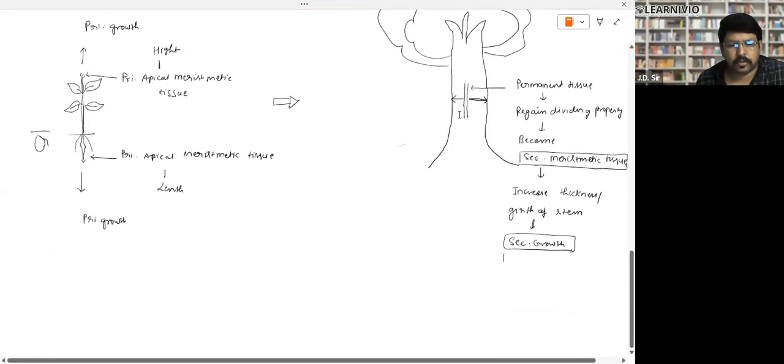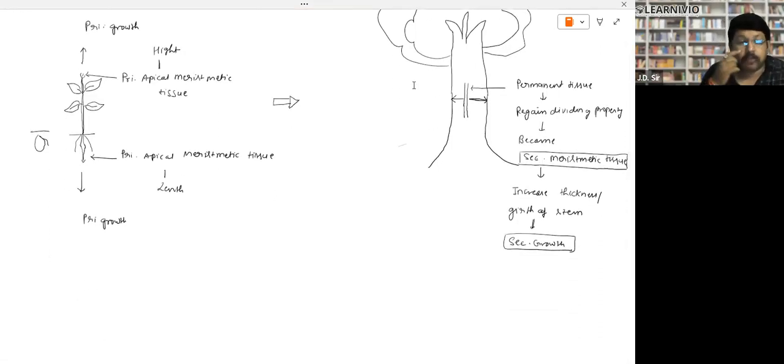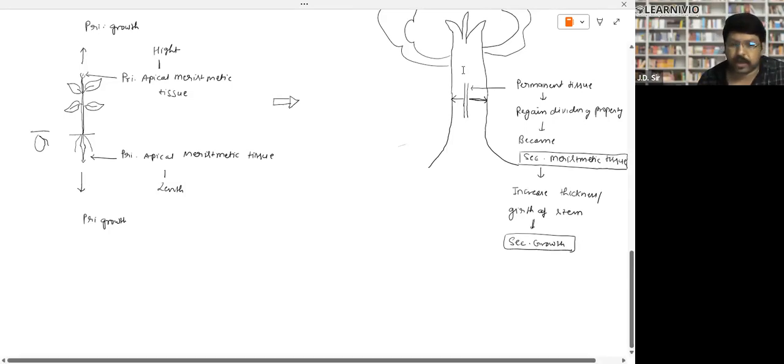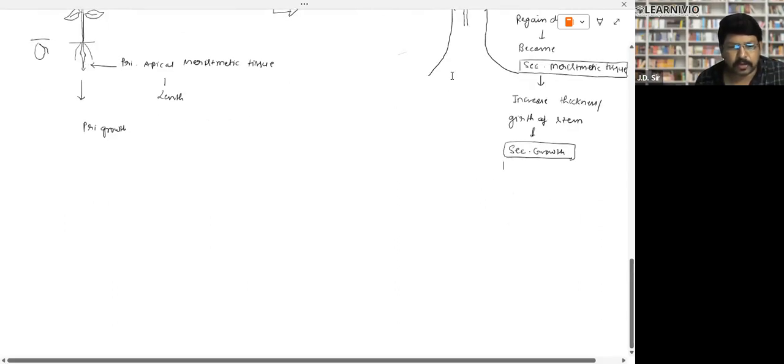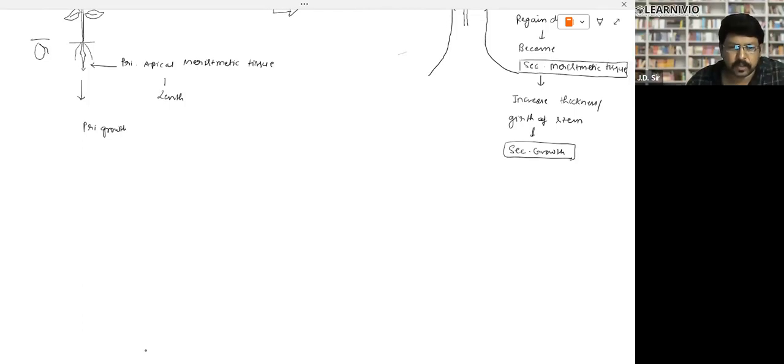So, okay. Now, how secondary growth takes place. The next one. Again, I want your 100% focus over here. Try to understand what I am trying to say. Look, now this system. I am going to tell you the anatomy of the system.